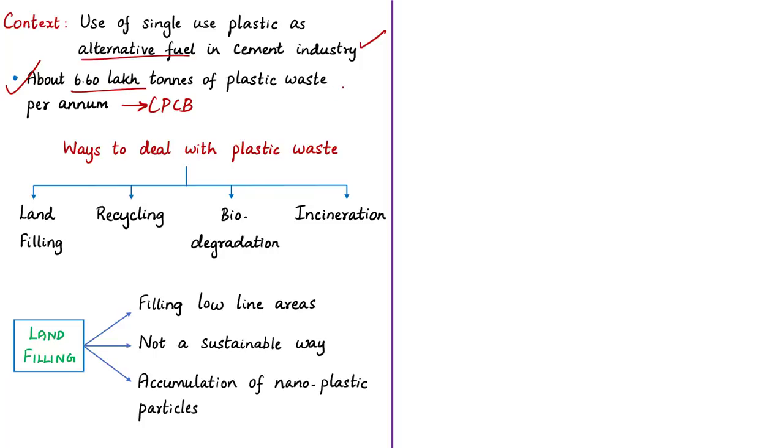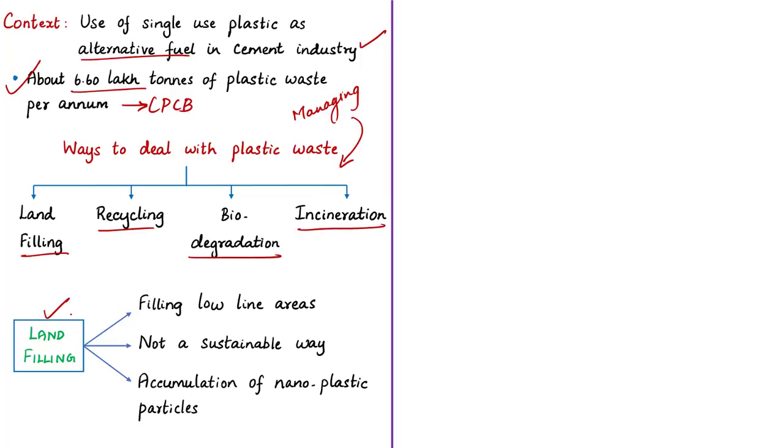This plastic waste is posing a significant threat to the environment as well as to the health of the public. So in this context, it becomes important to manage the ever-growing plastic waste in India. And managing the plastic waste has become a major challenge for us. If you see, generally there are four important ways to deal with plastic waste. They are landfilling, recycling, biodegradation and incineration.